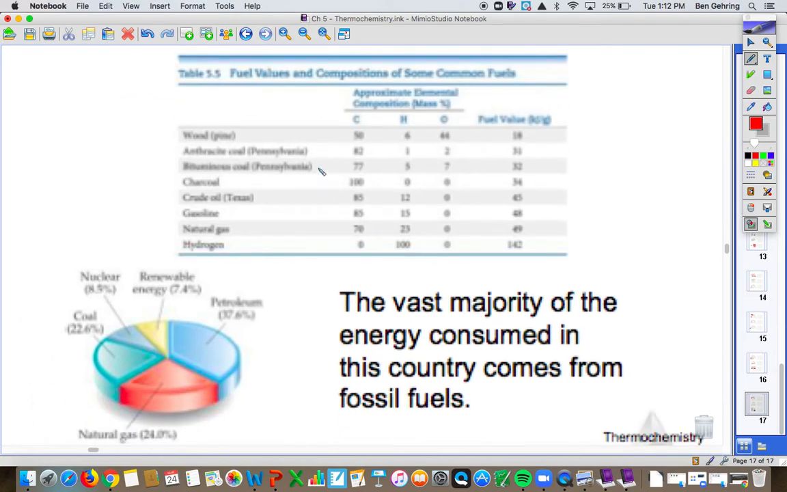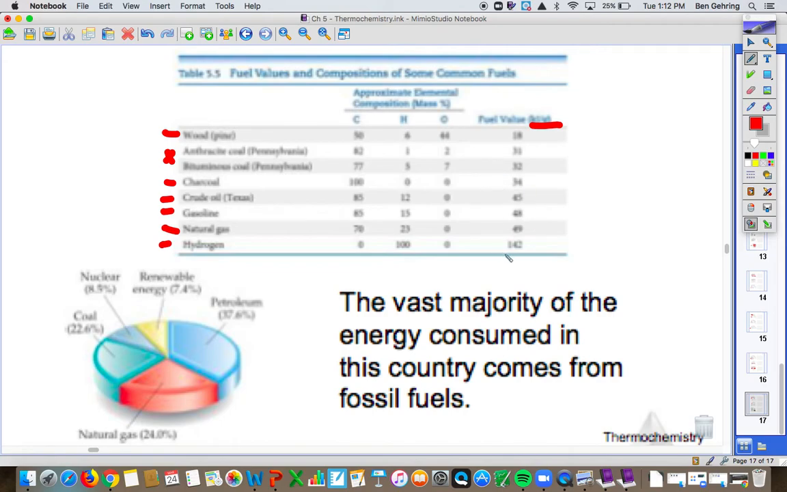This is looking at fuel. So for example, we burn all sorts of fuels. Everything from, say, wood to coal, which is these two. We use charcoal, we use crude oil, we use natural gas, and then a not so common form, but a very powerful one is hydrogen. This tells you its makeup, percent composition by mass, carbon, hydrogen, and oxygen of each different fuel source. And on the right is your fuel value, or your kilojoules per gram of fuel. So for every gram of fuel, how much energy are you getting? And if you notice, we get 18, 31, 32, 34, 45, 48, 49, decent numbers.